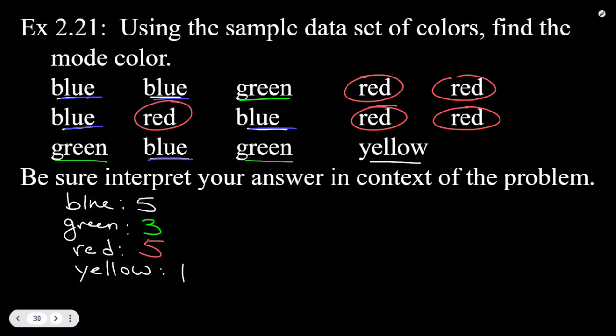And so what that means is, notice the blue occurs 5 times, the red occurs 5 times. These are both modes. We have 2 modes in this case. The modes would be blue and red. So in the context of the problem, what does that mean? It means blue and red occur more than any of the other data values in our set, any of the other colors.